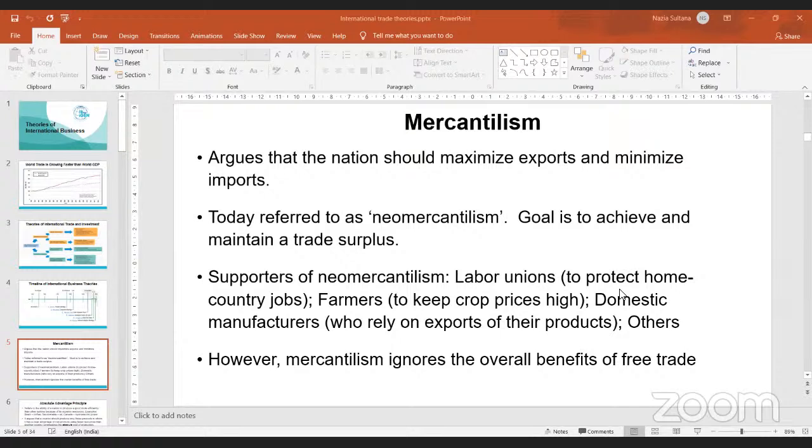So mercantilism talks about maximization of export and minimization of import. Through maximizing export and minimizing import, a particular country is able to make trade surplus. That was the ideology or the practice of the countries of the world, because at that time we are talking about the 1500 and 1600 century, where not many countries of the world were connected with one another.